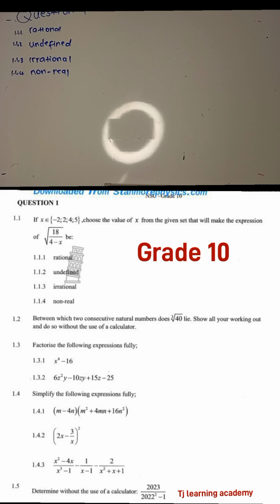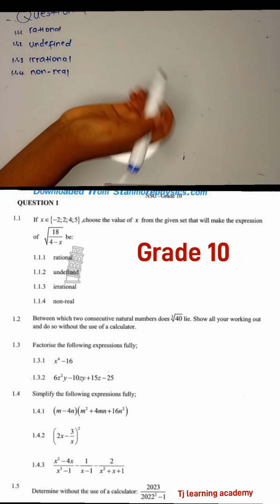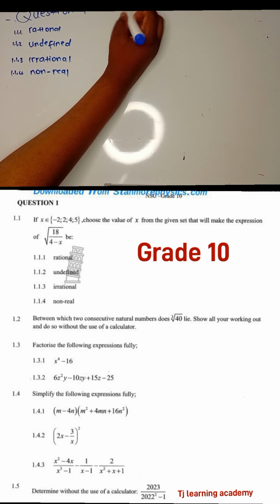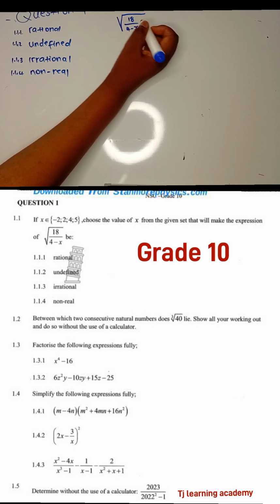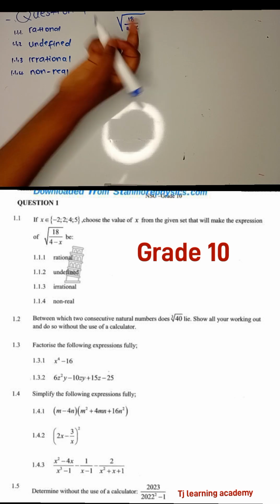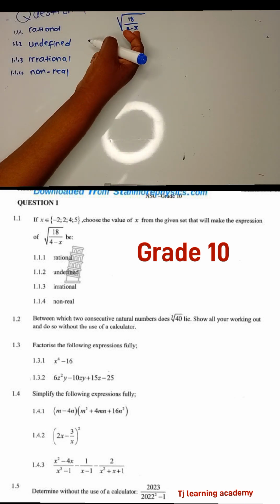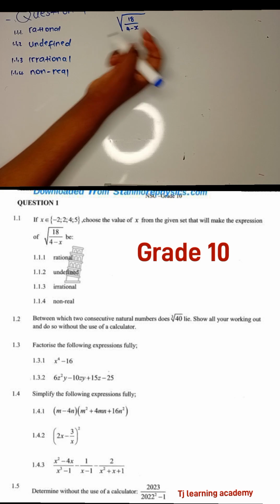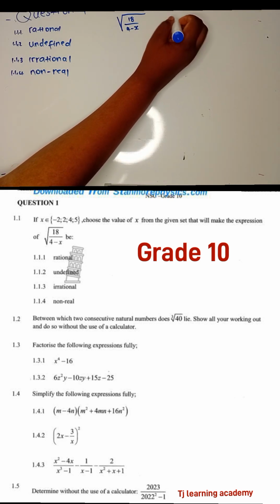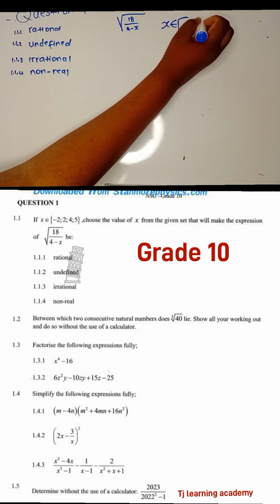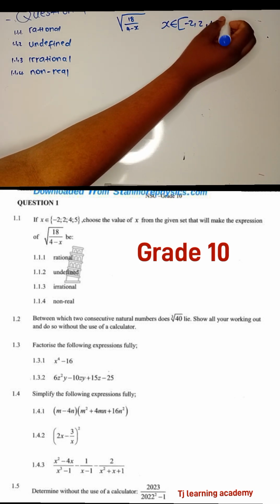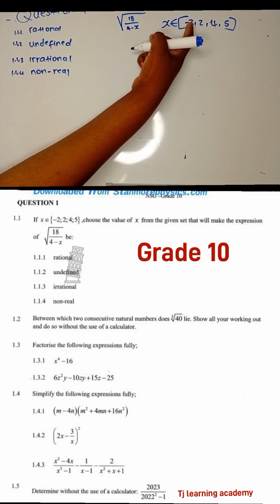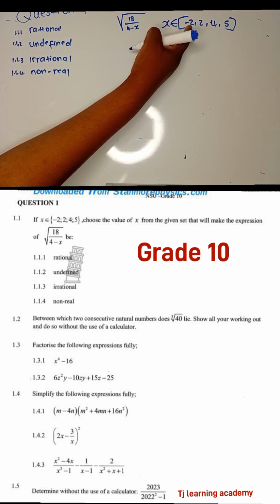So guys, I'm going to start with -2 and see if -2 is going to be rational, undefined, irrational, or non-real. Okay, let's substitute. Let's write here, guys. It's going to be square root of 18 divided by 4 minus x. So where there is x, I'm going to substitute -2, because as you can see x is an element of {-2, 2, 4, 5}. I'm going to start with -2.